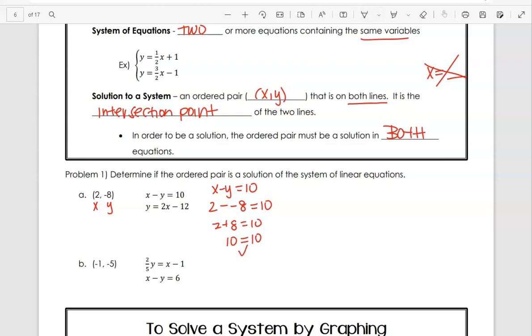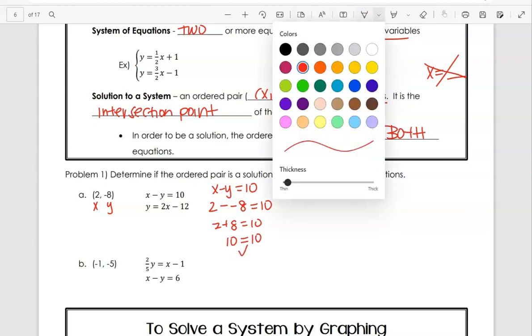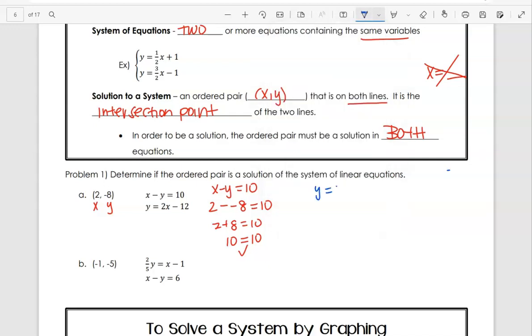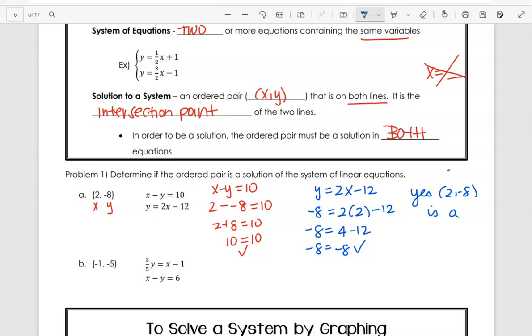And then we just come behind here and check the other equation. Our other equation is y equals 2x minus 12. Well, y is negative 8 equals 2 times the x, which is 2, minus 12. Negative 8 equals 2 times 2, 4 minus 12. Negative 8 equals 4 minus 12 is negative 8. When I have true statements, we can say yes, 2 comma negative 8 is a solution to the system. Okay, let's try another one.